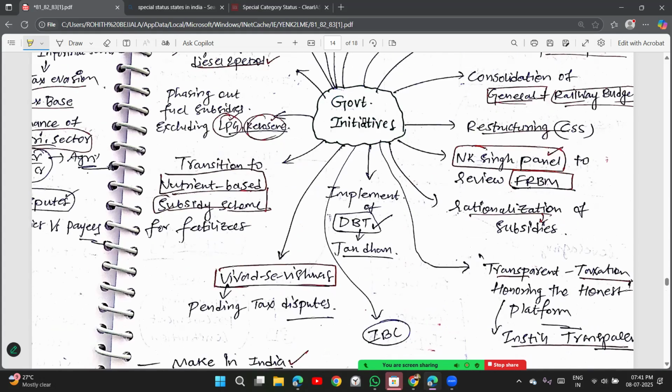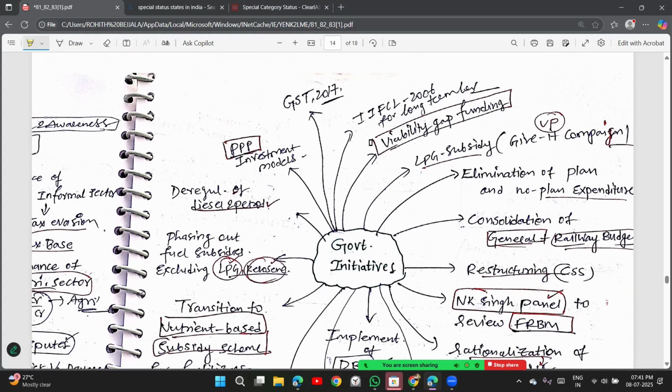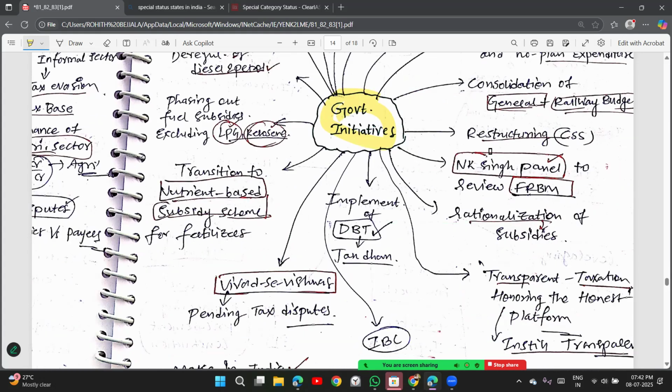So in this regard, the government has introduced many initiatives. One is GST, goods and services tax, LPG subsidy, viability gap funding, and consolidation. Previously there used to be a separate railway budget. Now the railway budget is also included in the general budget. And they are restructuring the CSS.